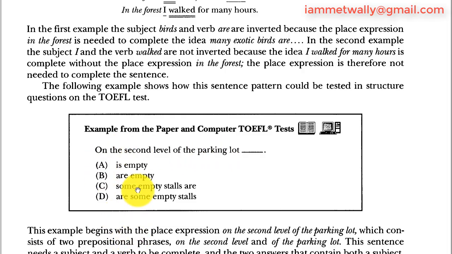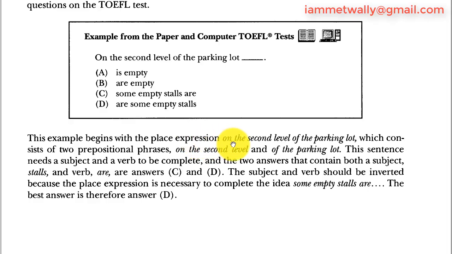So let's see the explanation. This example begins with the place expression on the second level of the parking lot, which consists of two prepositional phrases: on the second level and of the parking lot. This sentence needs a subject and a verb to be complete, and the two answers that contain both a subject, stalls, and a verb are answers C and D. The subject and the verb should be inverted because the place expression is necessary to complete the idea. Some empty stalls are. The best answer is therefore D, as we said before, because the place expression is necessary and it came at the beginning of the sentence. So both these two factors require the following sentence to be inverted.